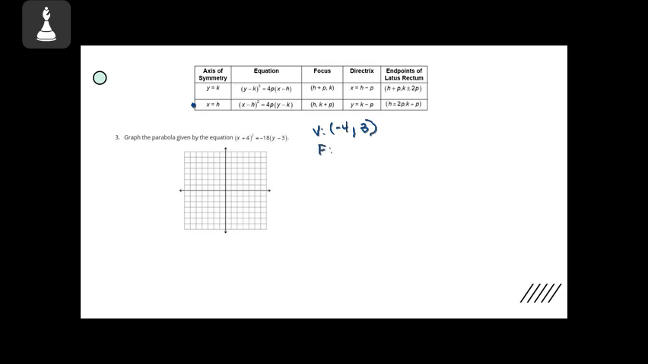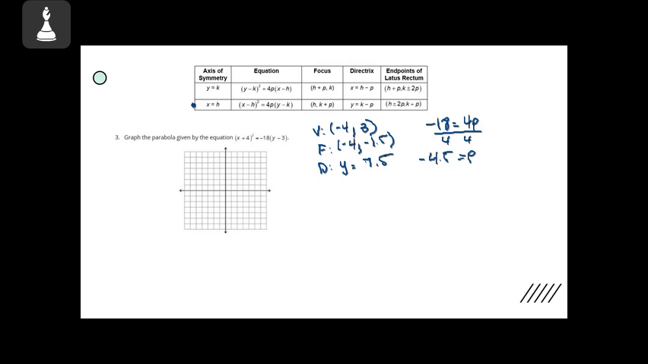So next is going to be the focus. The focus is negative 4, and then I need p. So negative 18, if I set that equal to 4p, and I divide by 4, p is negative 4.5. So the focus takes this. What we have, 3 plus negative 4.5, that's going to be negative 1.5. All right, so my directrix is in the form y equals k minus p, so 3 minus negative 4.5 means 3 plus, so 7.5.